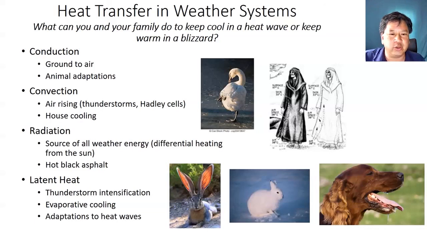Radiation is really the source of all weather energy, and understanding how these weather systems start can help our adaptations to the weather systems as they impact us. Very important is this latent heat of precipitation or evaporation. It causes thunderstorms to intensify, but when we adapt to these storms, how do we eliminate evaporative cooling if we want to stay warm? How do we stay cool by evaporative cooling during heat waves and moving winds across our body so that we conduct more heat away into the air?